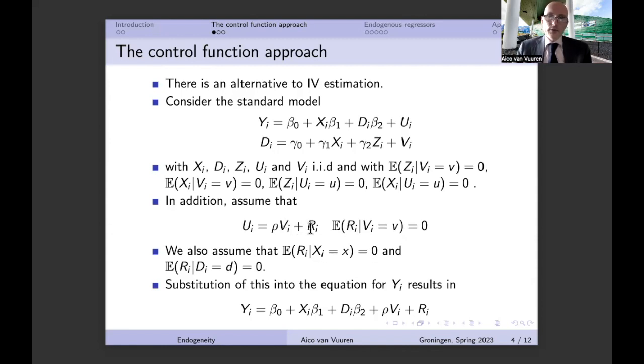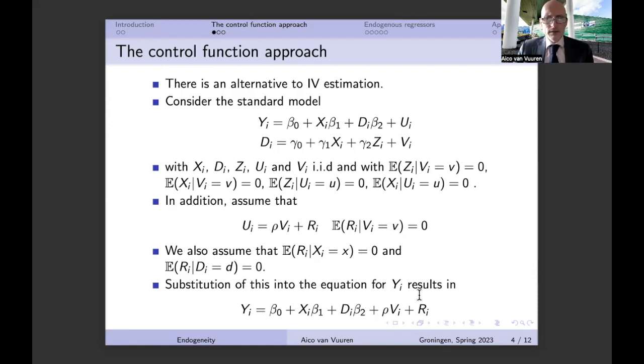But we could have looked at the higher order terms as well. Then in addition, we have this r. We're going to assume that r is uncorrelated with v, but also with x and with d. That means essentially that this ri can be seen as a completely random variable. It's not going to be correlated with anything, so that's not going to be a problem. We can now substitute this relationship in to get the last equation that we have over here.